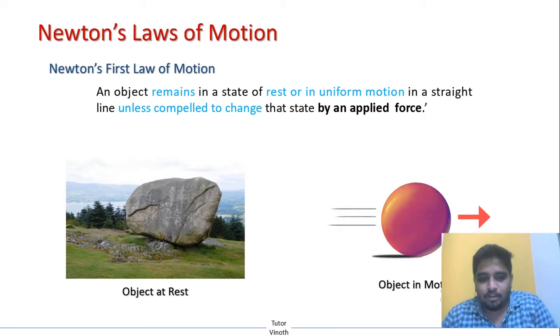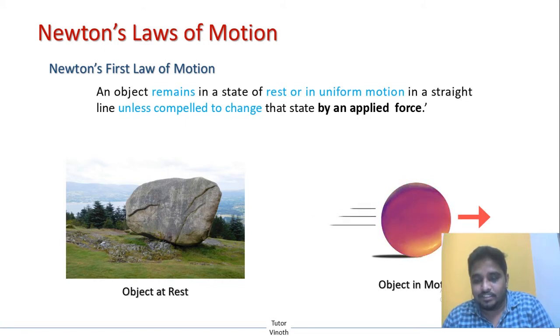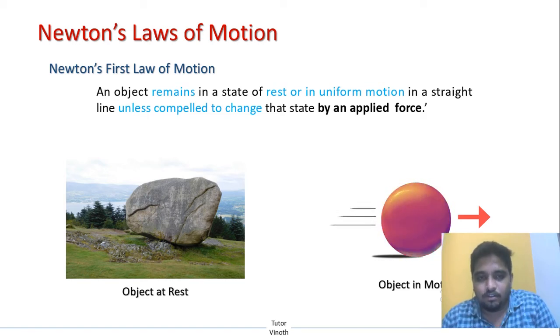See here, object at rest, a stone is an example. Object in motion, some object is always in motion. These are all called Newton's first law of motion. An object remains at rest or in motion. When we apply force externally, the object will change its position or change its direction. This is Newton's first law of motion.